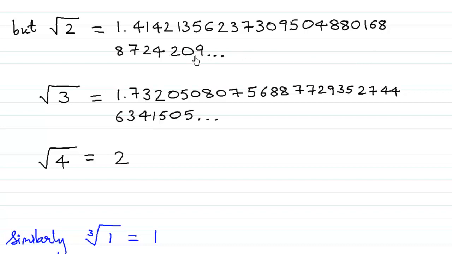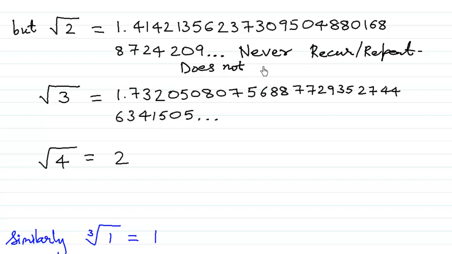And nowhere, in no place, will you see all these digits or a part of them repeating endlessly. It never recurs. It does not repeat its digits. But it never stops also. It does not stop. It is not terminating type also. It goes on and on. There are an infinite number of digits. And the digits also do not repeat themselves.